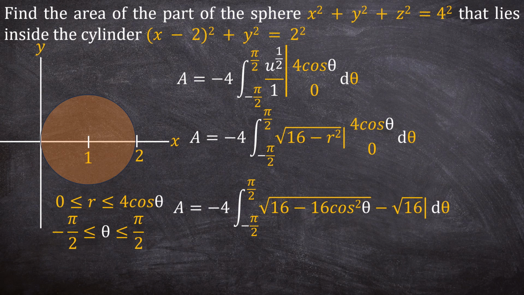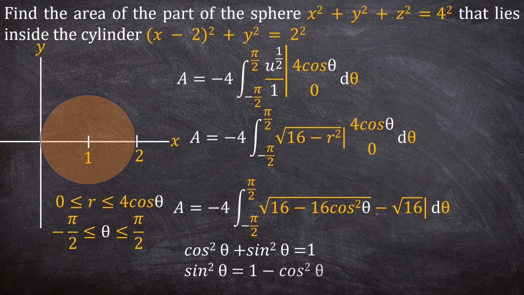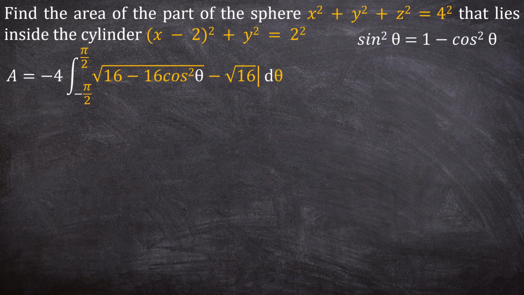Okay, so now what identities are we going to use? We're going to use sin squared theta plus cos squared theta equals 1. So since we have cos squared theta right here, I'm going to make sin squared theta the subject of the formula. You can see that sin squared theta equals 1 minus cos squared theta, right? So just keep it in mind.